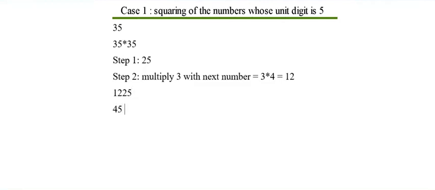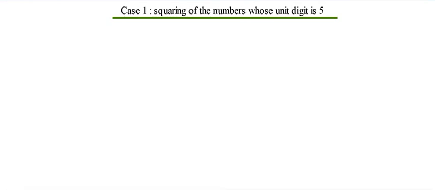Let's try 45 square. Now what is 45 square? 45 into 45. Now step number 1. What is the unit number? Since the unit number is already 5 here, I do it as 5 square is 25. Now step number 2. What should be step number 2? The left out term is 4. Now 4 is multiplied with the immediate next number. So what is 4 into 5? 4 into 5 is 20. That means the answer will be 2025. As simple as that.